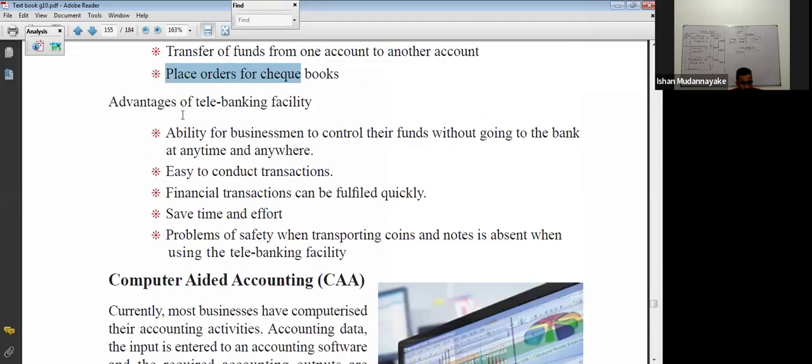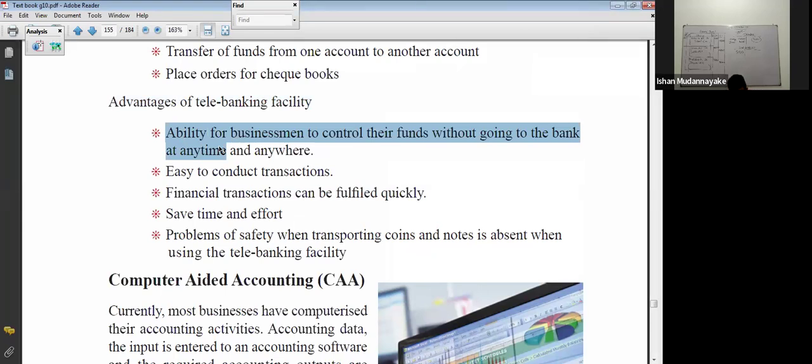And then here we can see some advantages of telebanking facility. Some of the advantages. Right. Read these advantages. Ability for businessmen to control their funds without going to the bank at any time and anywhere. Right. Next one, again. Easy to conduct transactions. Financial transactions can be fulfilled quickly. Save time and effort. Problems of safety when transporting coins and notes are absent when using the telebanking facility.